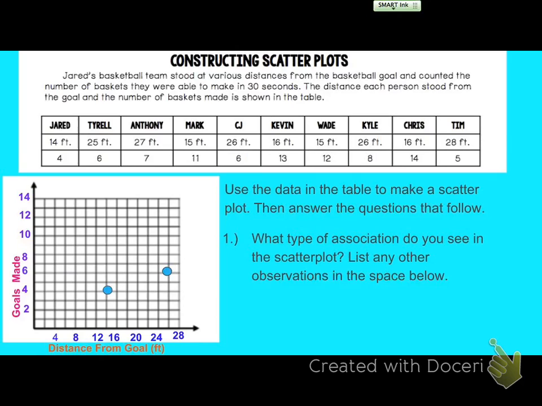Okay? And then we have 27 baskets, which is going to be in the center of the line before 28, and we have 7 baskets. Then Mark was 15 feet away, and he scored 11 baskets.